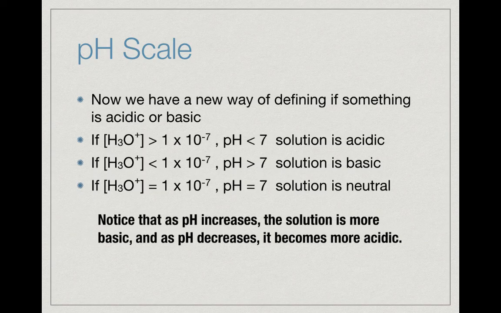So again, one of the more important things you've got to remember as you're comparing pH values: notice that as a pH value increases, the solution becomes more basic, and as that pH decreases, it becomes more acidic. One of the more common misconceptions is thinking that something with a pH of 2 is more acidic than something with a pH of 1, when in fact it's just the opposite. The lower that pH value, the more acidic something is.